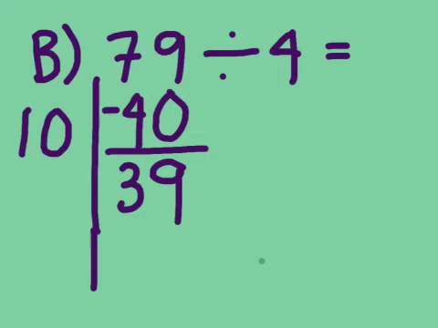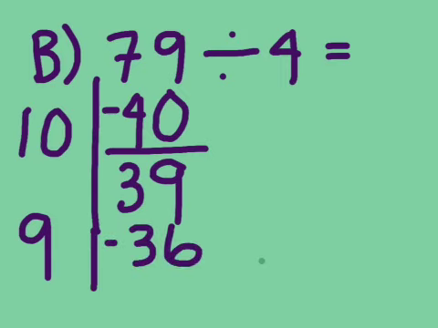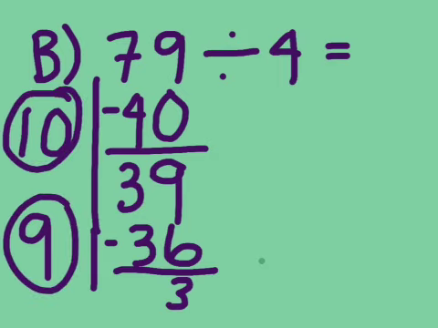So let's think, maybe if I can't make 10 groups, could I make 9 groups? 4 times 9 is 36, which we have enough for. So let's make 9 groups of 4. Subtract 36, and I have 3 left over. Can I make any more groups of 4? No, because 3 isn't one group of 4. So altogether I had 19 groups of 4 with a remainder of 3.